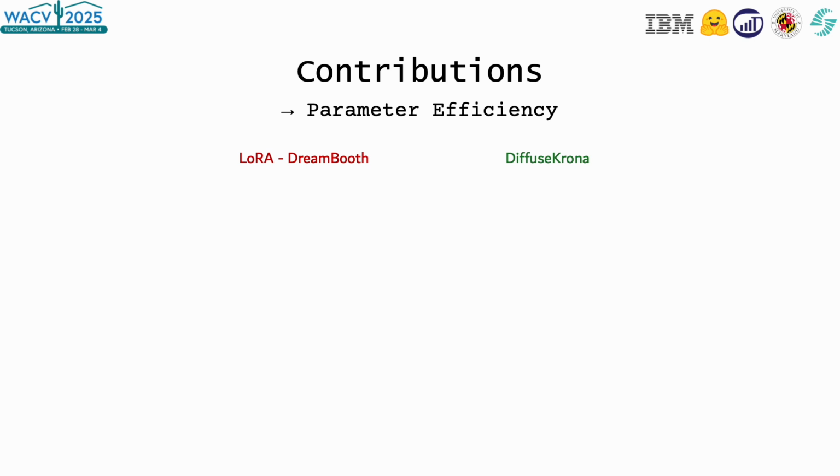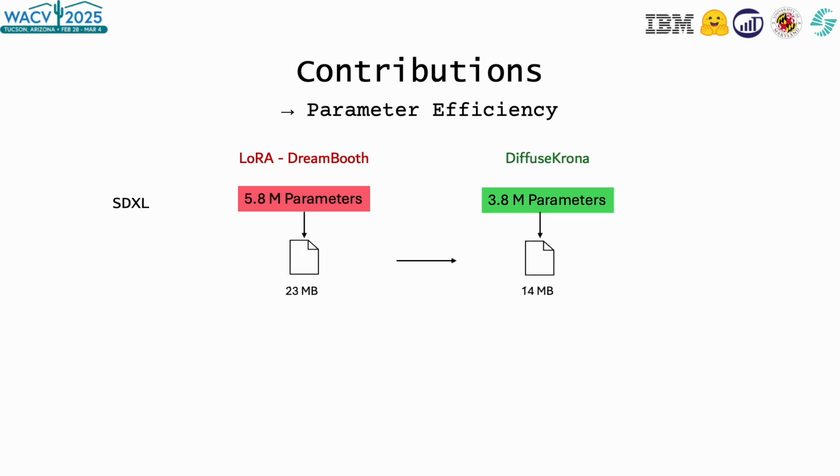To start, we will compare our DiffuseKronA with LoRA-DreamBooth. Let's take a closer look at the impact of our method using the SDXL model. The standard LoRA-DreamBooth technique has around 5.8 million parameters, which our technique reduces to 3.8 million parameters. This in turn implies that you now need to store smaller files for every fine-tuning performed.